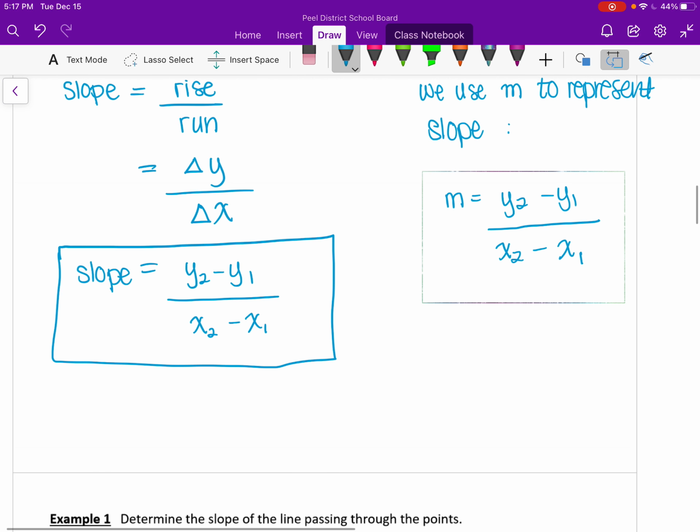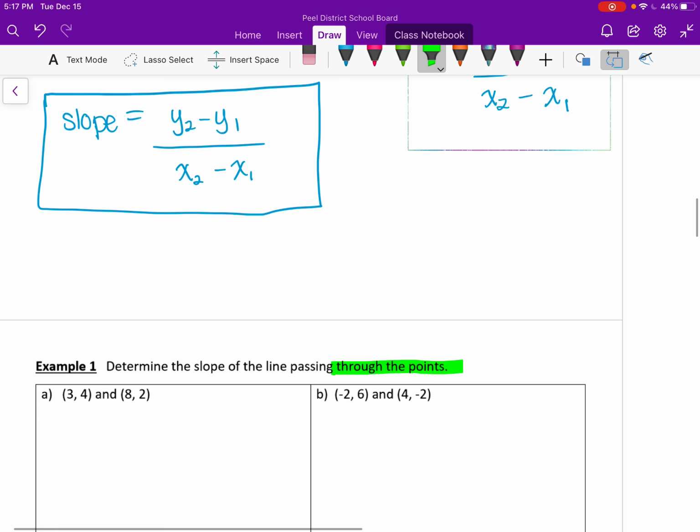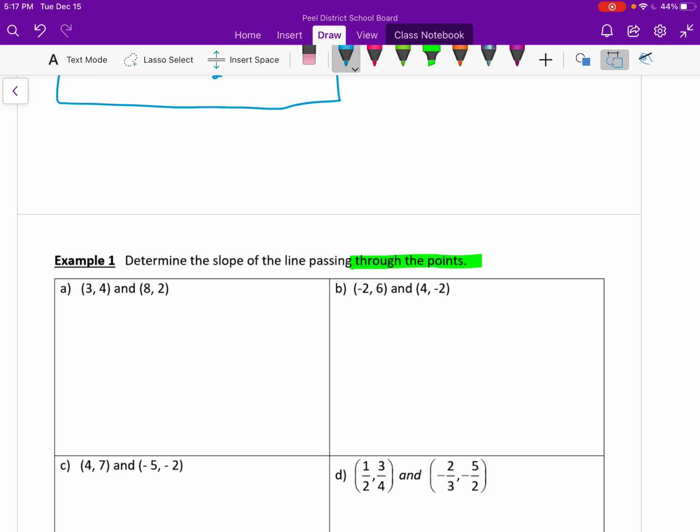So if I know this now, determining the slope of a line passing through points, I can do this without having to know what the line looks like. I can simply go in here and say, okay, these are going to be my first point. So this is going to be x1. This is going to be y1 because this is x. This is my first point. This is going to be my second point. So it'll be x2, y2, right? Because in a coordinated pair, it's always x's and y's. And I'm just going to start plugging numbers in.